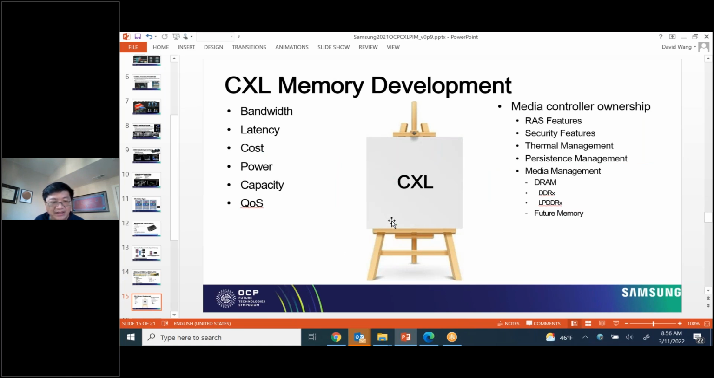And I think this is all very much brand new. There are a lot of things to think about. Something as simple as putting the memory controller or the media controller in the CXL subsystem now puts the responsibility to deal with RAS, security, thermal, and other wonderful stuff onto the device side. And that's something that's new and we'll have to really think about. It's not something I can really cover in 20 seconds, but it is very, very complicated. Okay.